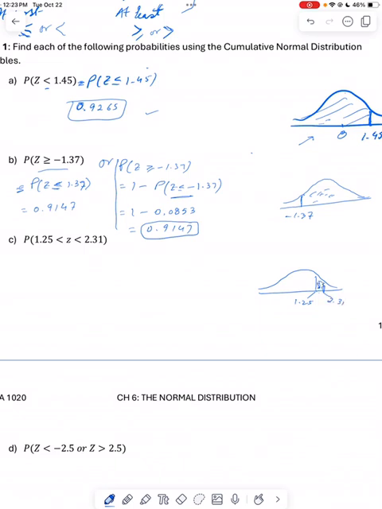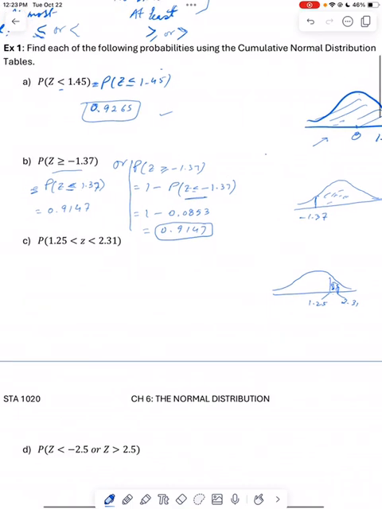So what do we do? We first look up 2.31. That will give me the area to the left of 2.31, which I can write as the probability that z is less than 2.31, minus, I will subtract the area to the left of 1.25, minus the probability that z is less than 1.25.